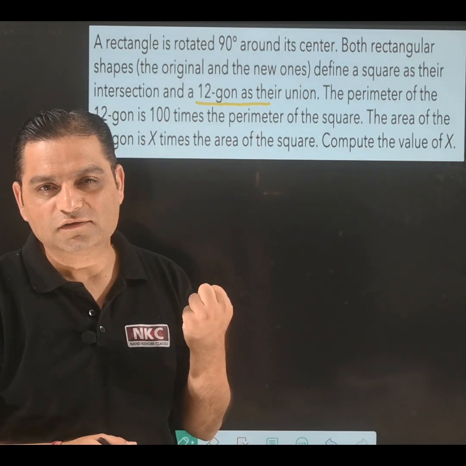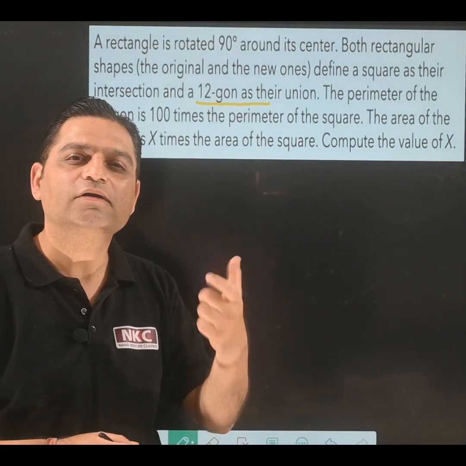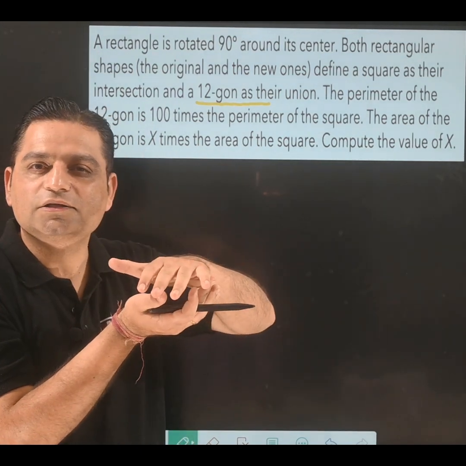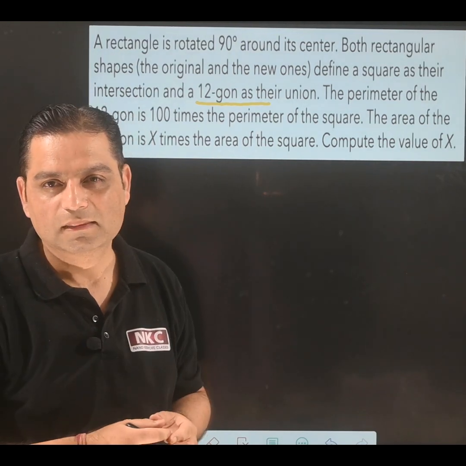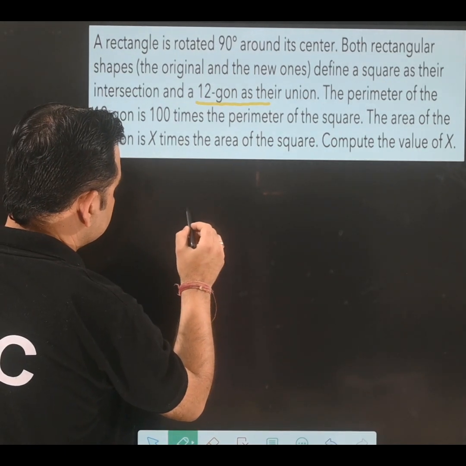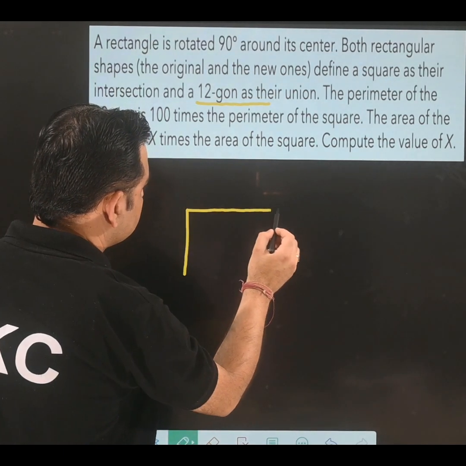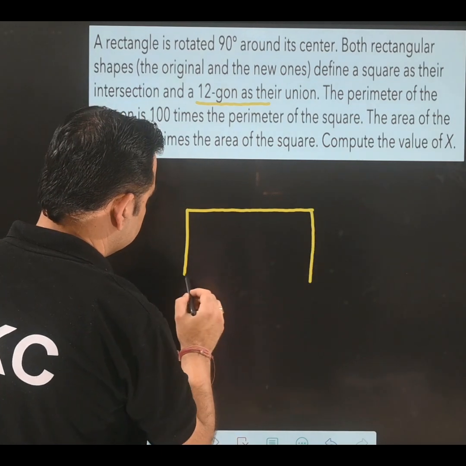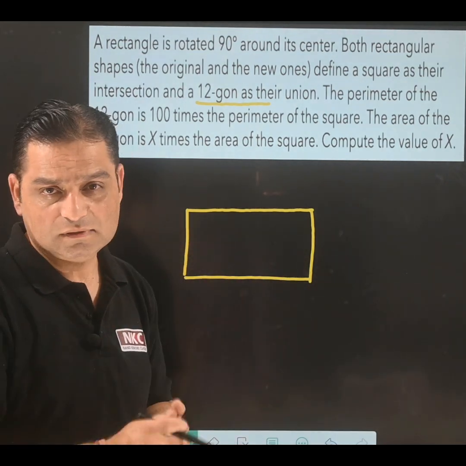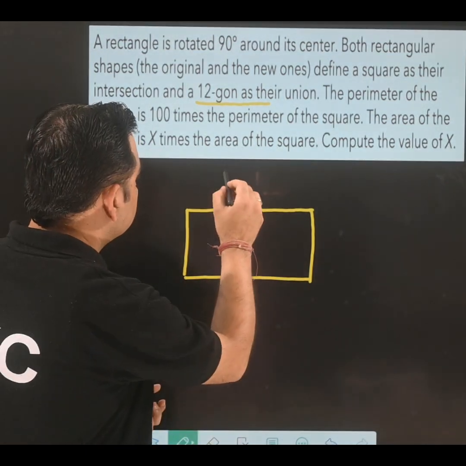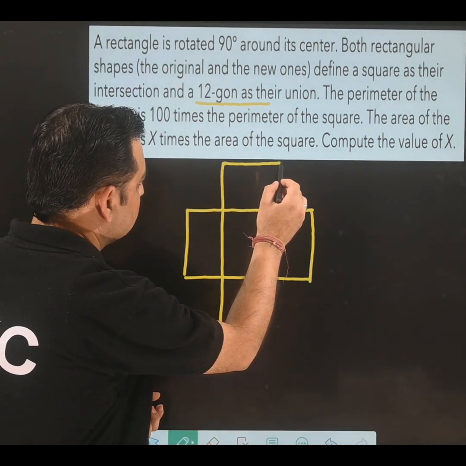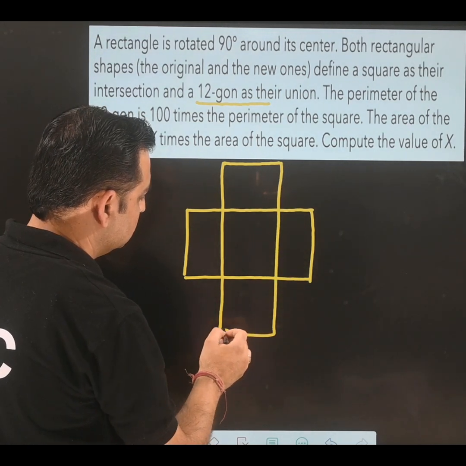Now firstly we need to understand how a rectangle when rotated about its center, and the new diagram, when they both intersect each other, forms a 12-gon. I'm going to show you. Please have a look properly. Let's suppose this is the original rectangle. When it is rotated 90 degrees, this is what we are going to get. When they are placed, they intersect with each other. This is what we will get.